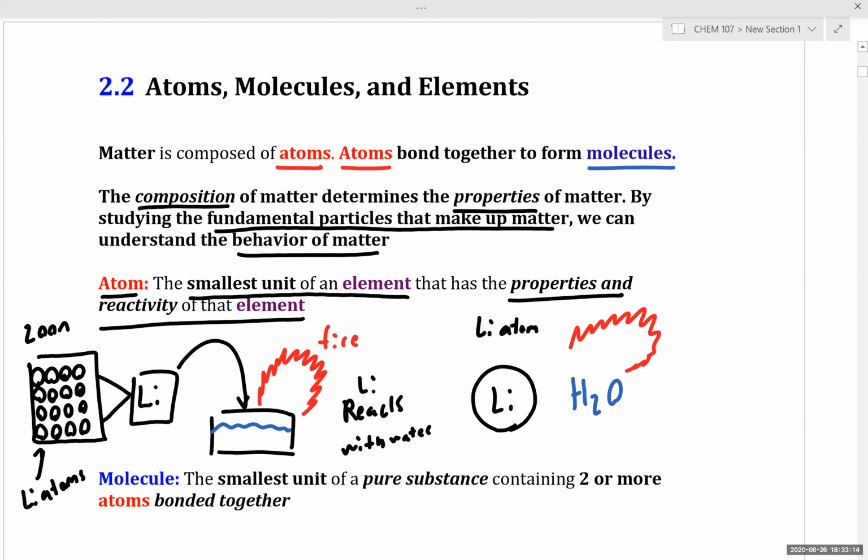So the bulk properties of your element will match the properties of your atom. So an atom is the smallest unit of an element that has the properties and reactivity of that element. Does that make sense to everyone? Does this idea make sense?